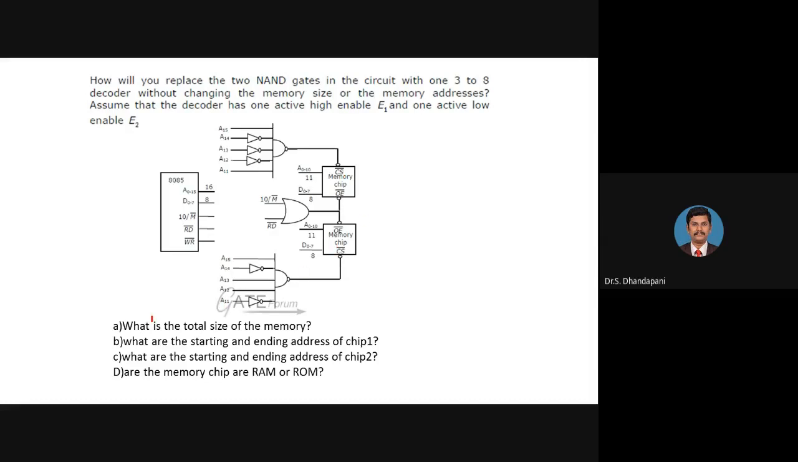So the answer for the first question, what is the total size of memory? 2 KB, another 2 KB. So 2 KB plus 2 KB, 4 KB memory. This is the answer for the first question. Next question, what are the starting and ending address of the chip?